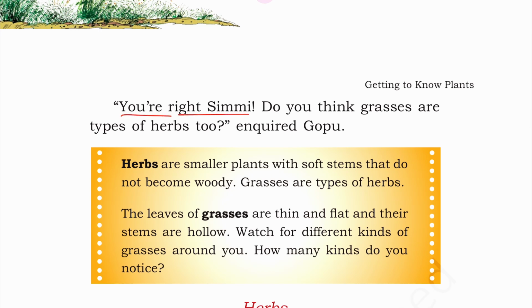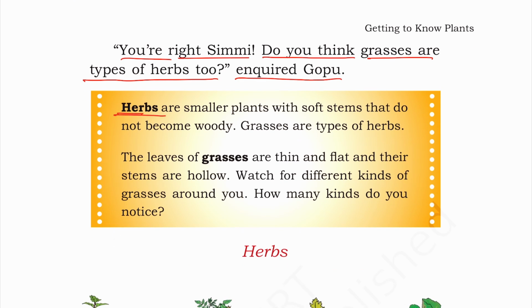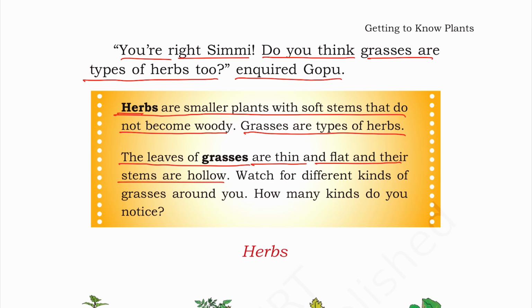"You are right, Simi. Do you think grasses are types of herbs too?" inquired Gopu. Herbs are smaller plants with soft stems that do not become woody. Grasses are types of herbs. The leaves of grasses are thin and flat and their stems are hollow. Watch for different kinds of grasses around you. How many kinds do you notice?